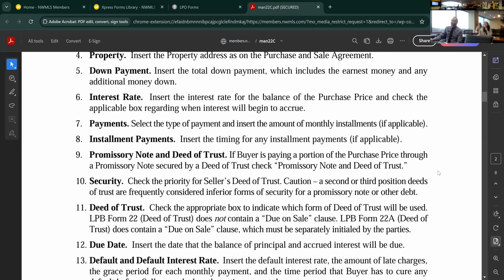There definitely are. All right, number 9 here, we're doing the promissory note and deed of trust. If the buyer is paying a portion of the purchase price through a promissory note secured by a deed of trust, check promissory note and deed of trust. That's typically the common one we see done. It's either that or a straight up seller contract, which usually you're gonna have to involve an attorney to handle the payment schedule, amortization, and all the other documents designed for the deal and recorded. The important part is getting it recorded.